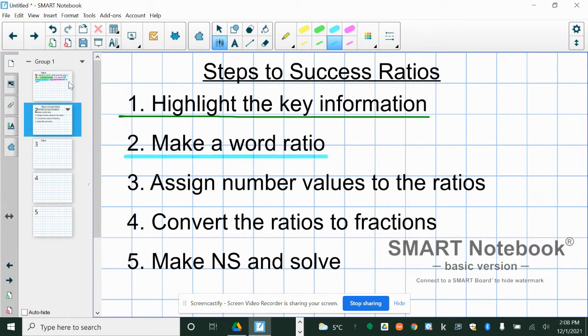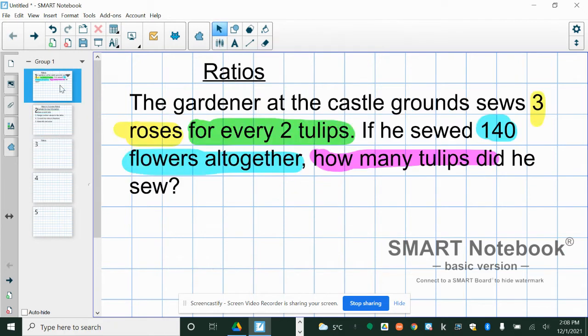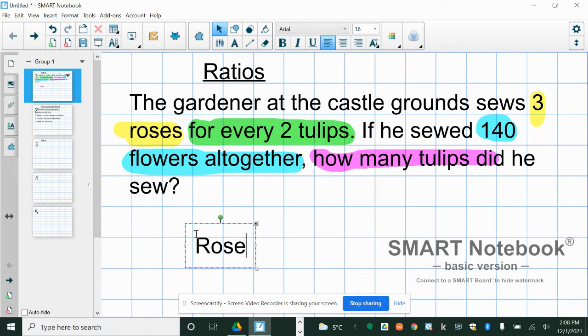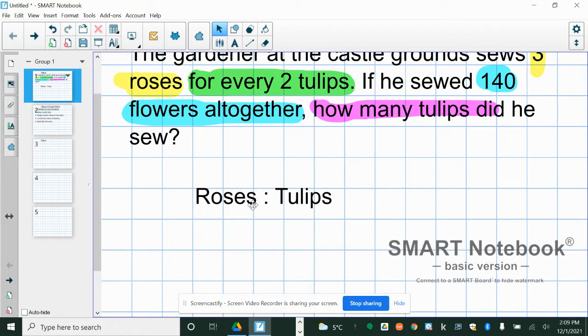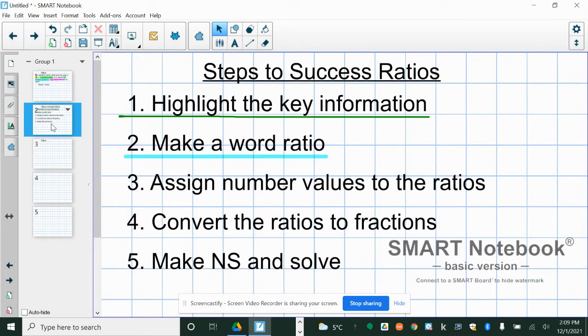So that's step two. So I'm going to jump back to my question. I'm going to make a word ratio. Now, in this case, what is it that we're comparing? Well, if I'm paying attention, I should know that we're comparing roses and tulips. So I'm actually going to assign some words to the comparison. The comparison is roses to tulips. So now I've completed step two effectively. What is step three?